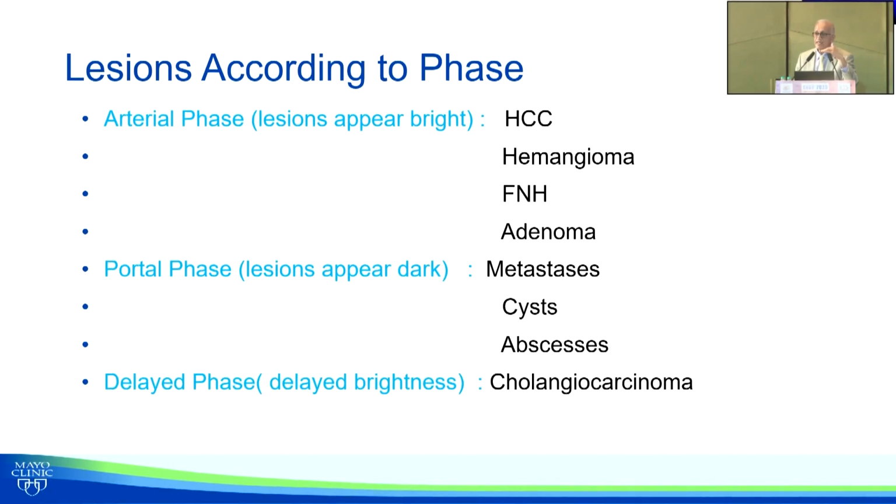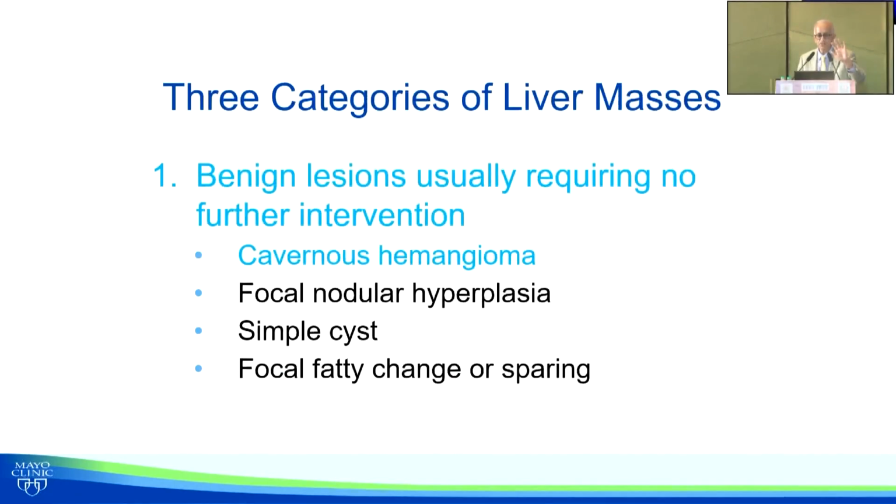Then you have the delayed phase. The delayed brightness is typically cholangiocarcinoma. Normal liver will retain brightness, but it gets enhanced in cholangiocarcinoma, and scar tissue also enhances. So that's a benign cause for delayed enhancement. So is that clear? So this is our initial approach before we get to the cases. Okay, so let's go to the first case.